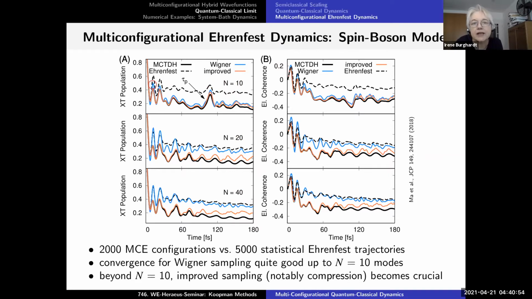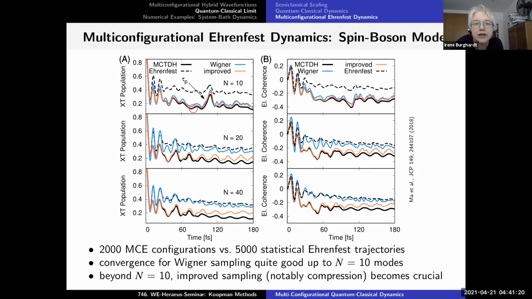Right, this is an example where Ehrenfest is doing very badly. The dashed lines are the Ehrenfest approximation. The populations are pretty bad. And the reason is that the electronic coherence cannot be represented correctly. And we see that when we use this multi-configurational Ehrenfest approach, we actually get to the exact dynamics.